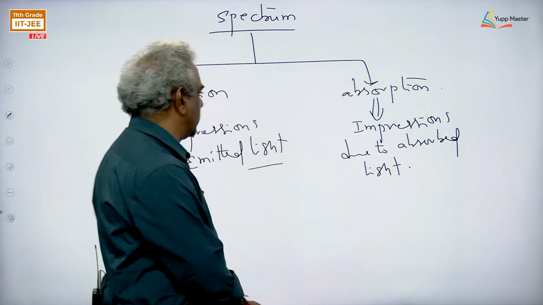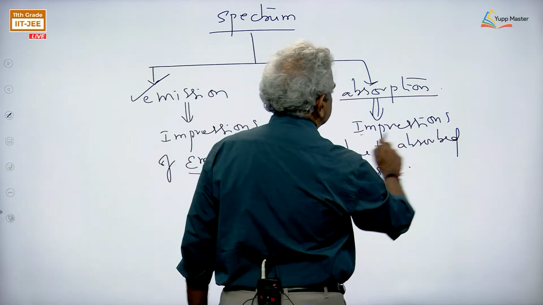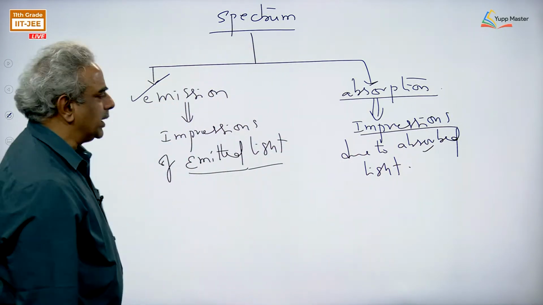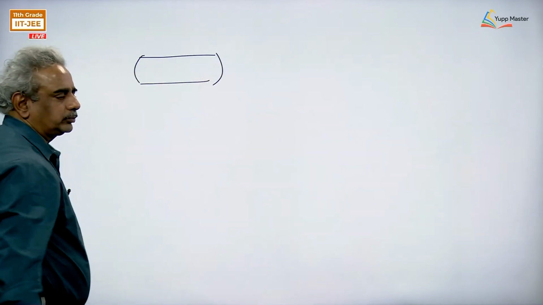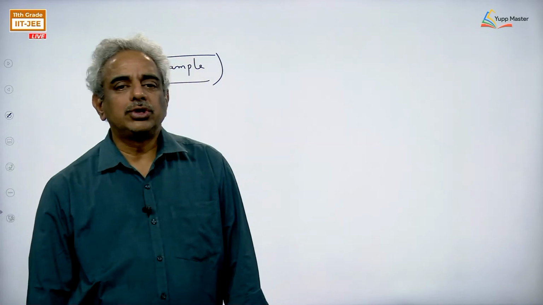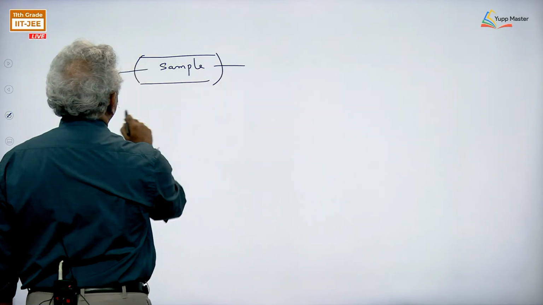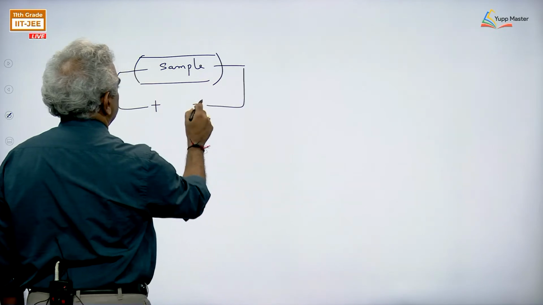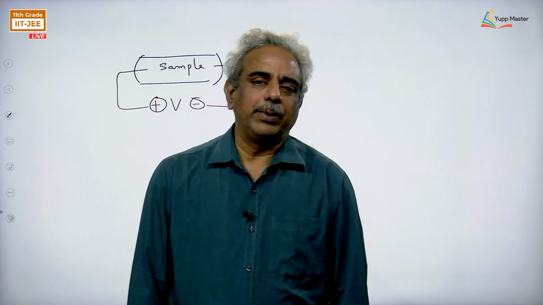If I show it on the board, you can understand. So emission spectrum is due to emitted light. Absorption spectrum, the impressions are due to absorbed light. So let us see. Suppose my sample is in this tube. Sample means whose spectrum you want, that you take, and you subject this to electric discharge, apply high potential voltage. So when you apply high voltage on the sample, let it have atoms or molecules whatever, they start getting excited.